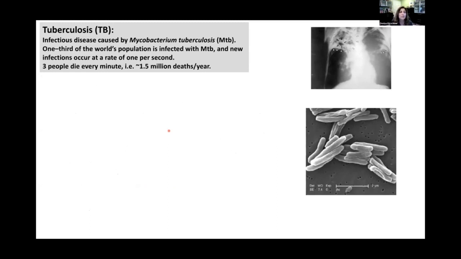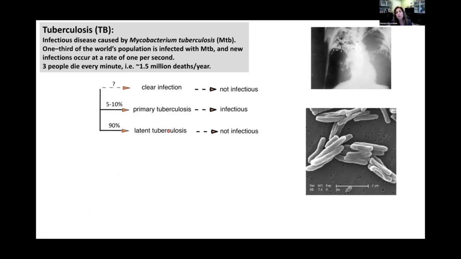Before COVID, TB was the number one cause of death in the world due to infectious disease. 1.5 to 2 million people die a year of TB. That's 3 people dying every minute. So during my talk, 60 people will die of TB.